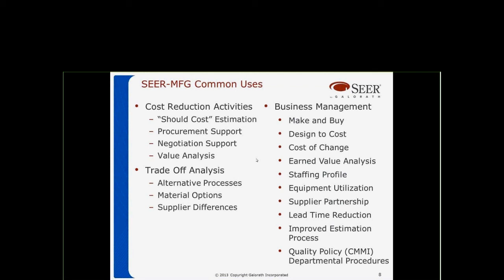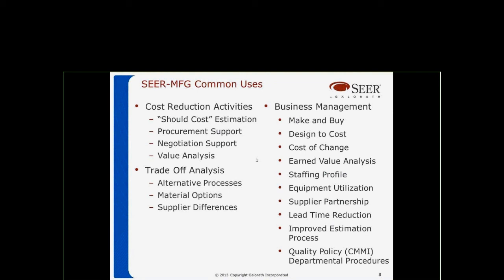Supplier differences. You can start to understand what the differences are, because you can set the model for automated shop or a non-automated shop and look at those kinds of differences. As far as business management is concerned, it will help you do make-buy decisions, design to cost, maybe the cost of a change. You want to do a change-up or something in a factory, you can do that. Earned value analysis. You can see where you are in the project. Staffing profiles can be produced utilizing the output of the model, because it's going to give you total hours, etc.